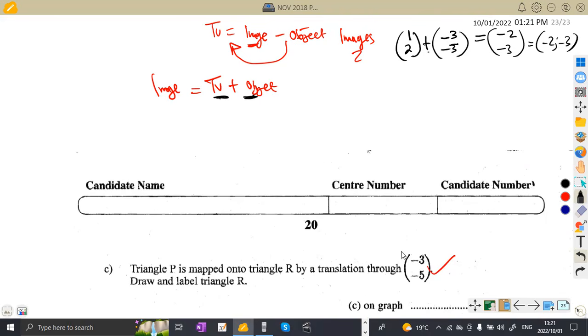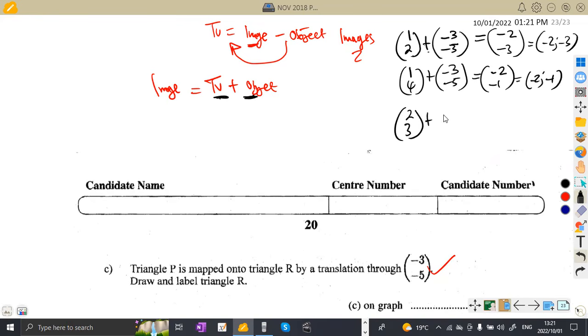You move on to the other point. The other point was (1, 4). So it's (1, 4) again, plus the translation vector (-3, -5). So you add 1 plus -3, that's negative 2. 4 plus -5, that's negative 1. So this point is going to be (-2, -1). Okay, we move on to the last point. Remember, it was (2, 3). Each and every point you add to the translation vector so that you can get the image. So 2 plus -3, that's -1. 3 plus -5, that's -2, if I'm not mistaken. So it's going to be (-1, -2).